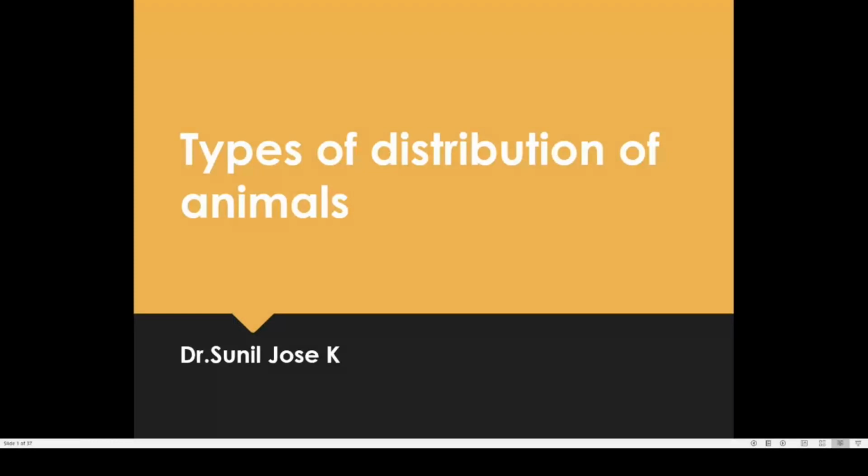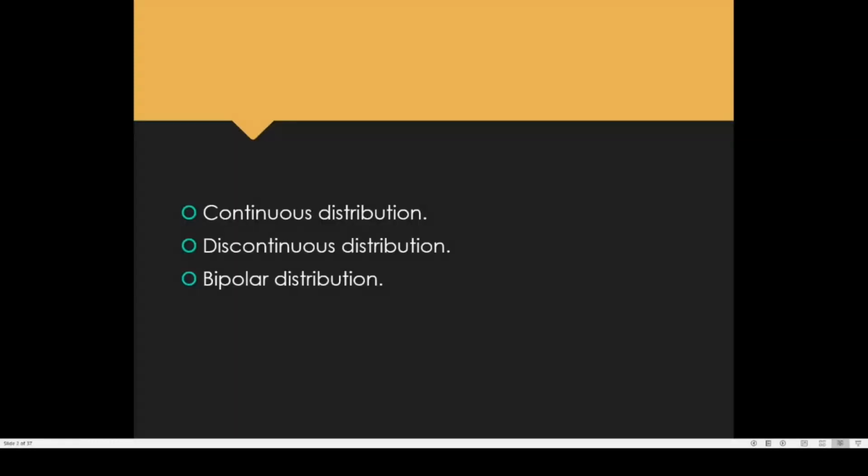In the case of types of distribution, it mainly deals with how animals are distributed worldwide. That is the part that is coming under the types of distribution. And going to the types of distribution, we mainly discuss three different types. There you can see on the slide that one is continuous distribution, the other one is discontinuous distribution, and the third type is the bipolar distribution. So these are the main types of distribution, and by types of distribution we mainly refer to how animals are present or distributed worldwide.